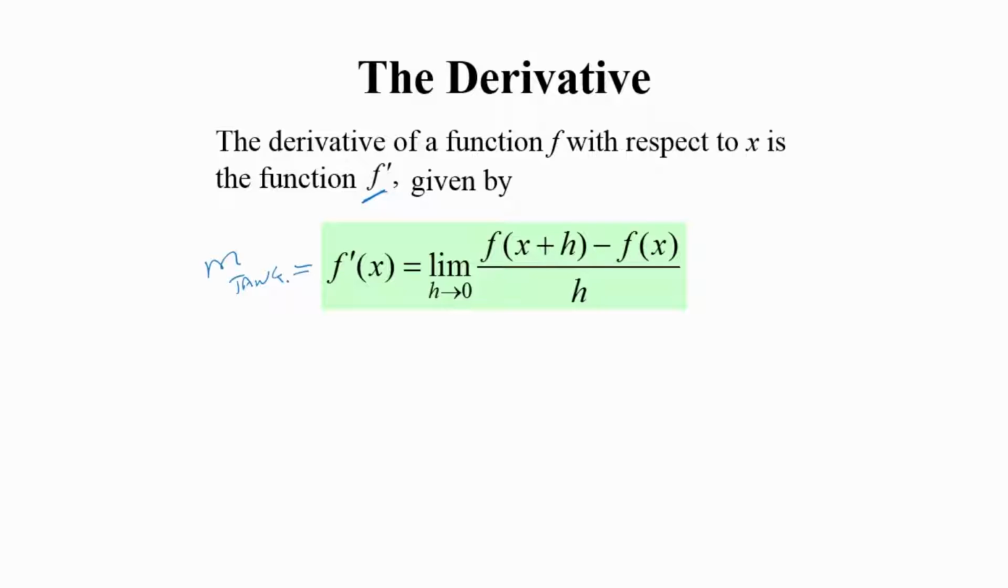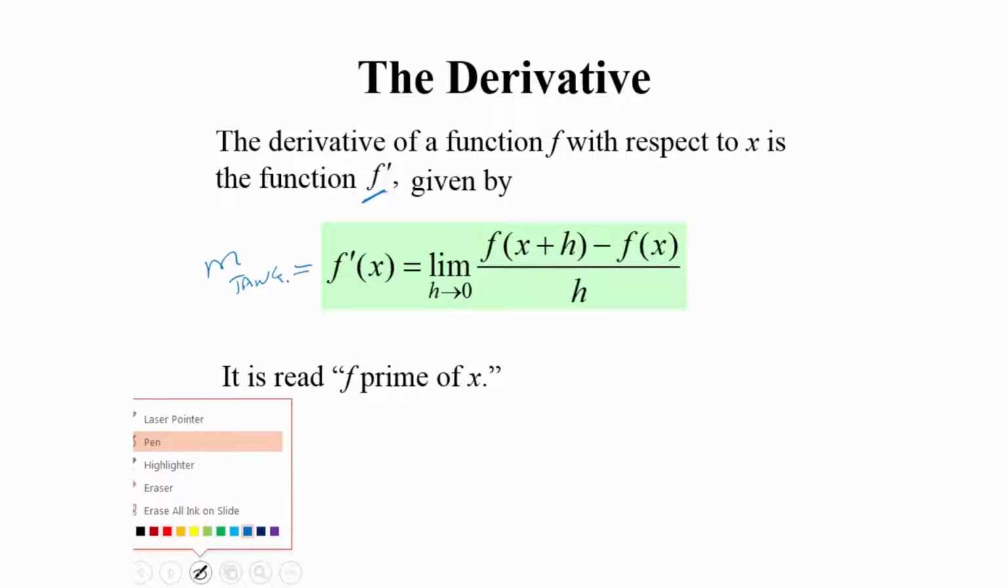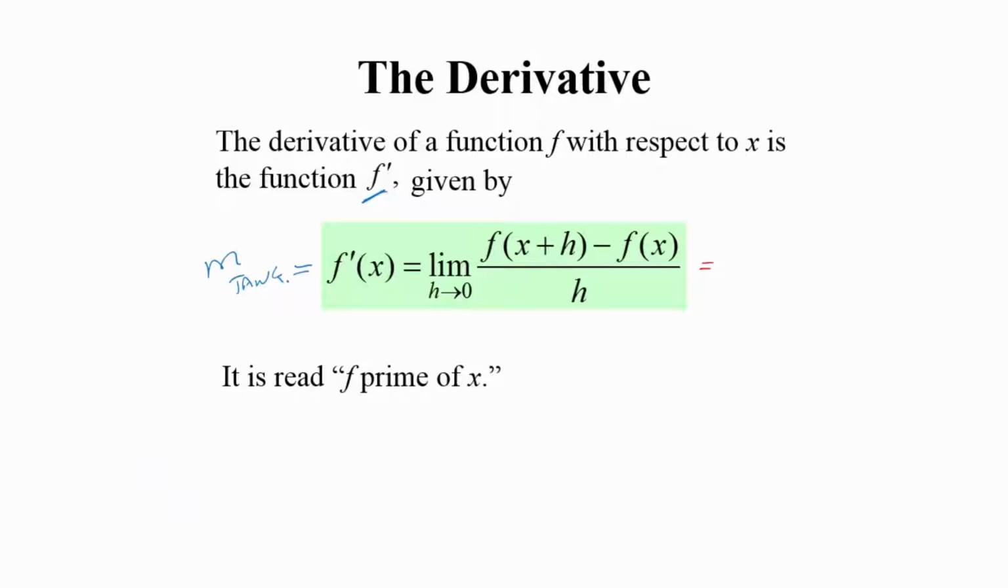Right? And that's how you calculate it. It is called f prime of x. This is f prime of x. Okay? By the way, it can also be written, instead of f prime of x, as d/dx of f of x.